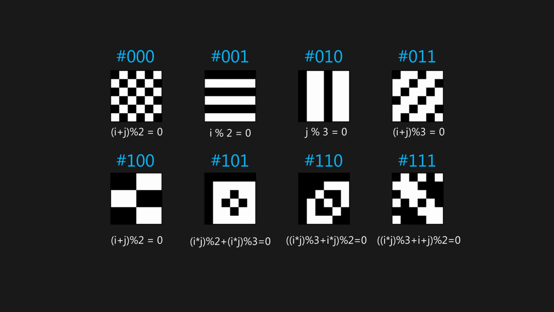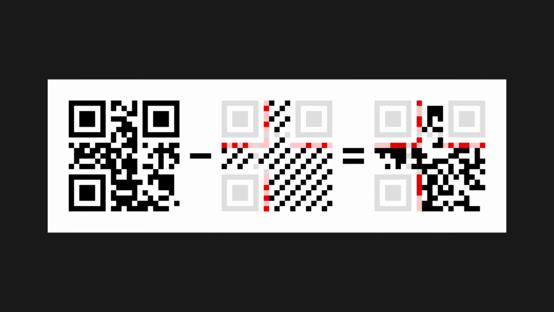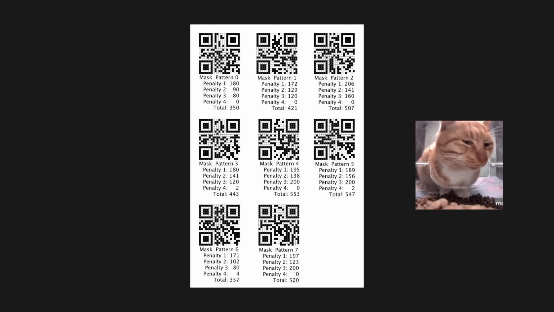The mask breaks up the data and makes it more readable, flipping bits to avoid large areas of black or white that are difficult for the scanner to read. The type of mask is usually picked automatically, and it's chosen based on how well it does getting rid of those large blobs. This remaining space is all used for data storage.